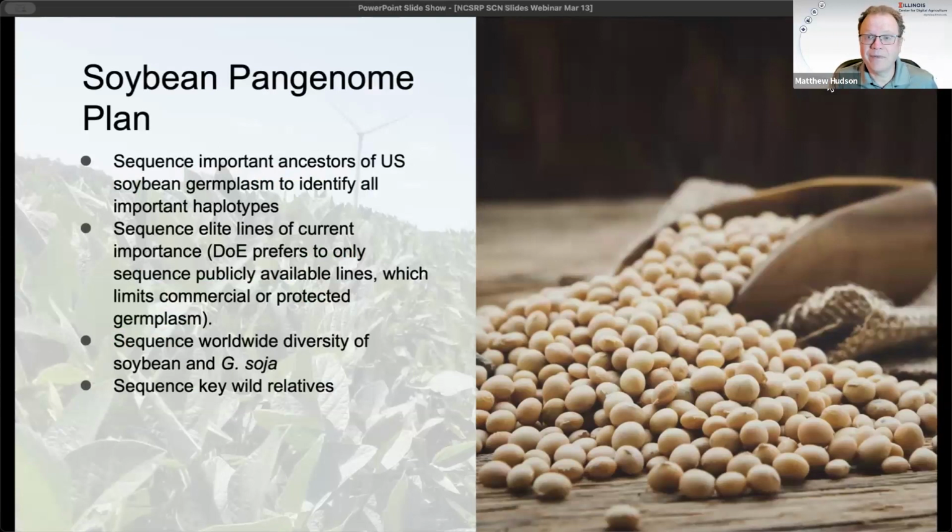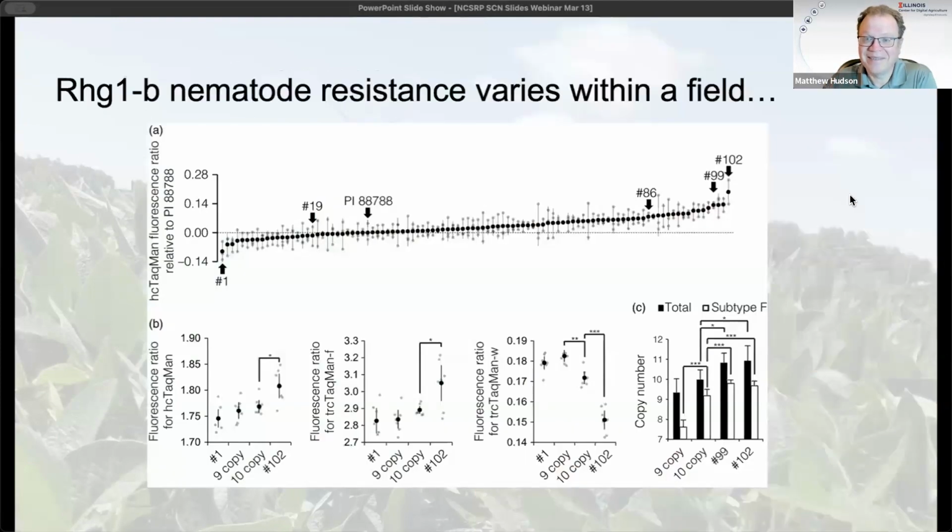And this project has been funded by the US Department of Energy, and they're doing most of the sequencing. It's quite a bit more expensive than the soybean cyst nematode project. But DOE are going to guarantee that they're going to provide high quality genomes for 400 lines. Obviously, Andrew and I are starting with the SCN indicator lines, right? So, but one of the things I wanted to point out is the original soybean genome allowed us to identify some of the early big resistance genes, such as RHG1B.